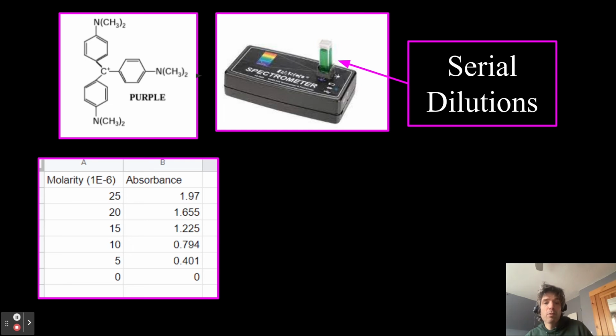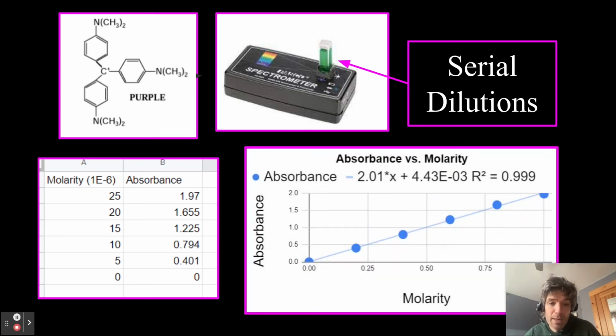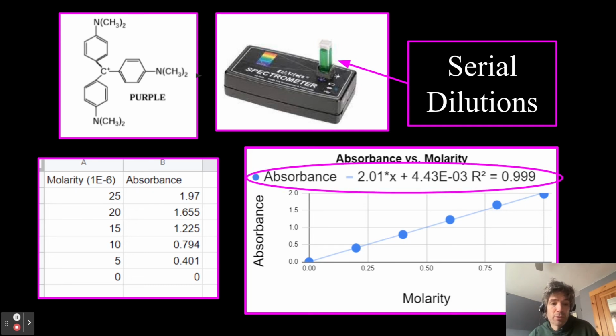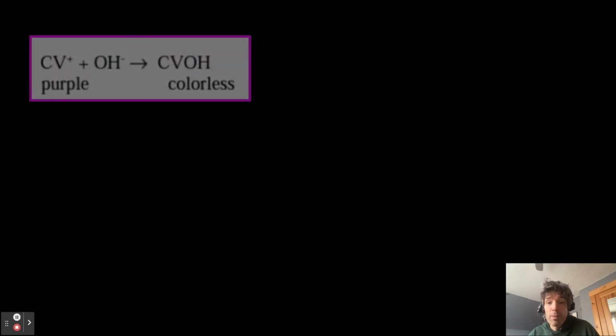And then I'm going to do these serial dilutions and I'm going to chart my absorbance. And from that, I'm going to get a graph. I'm going to get a calibration curve. And I'm going to need this regression line to help me calculate the molarities. And then I'm going to run the reaction.